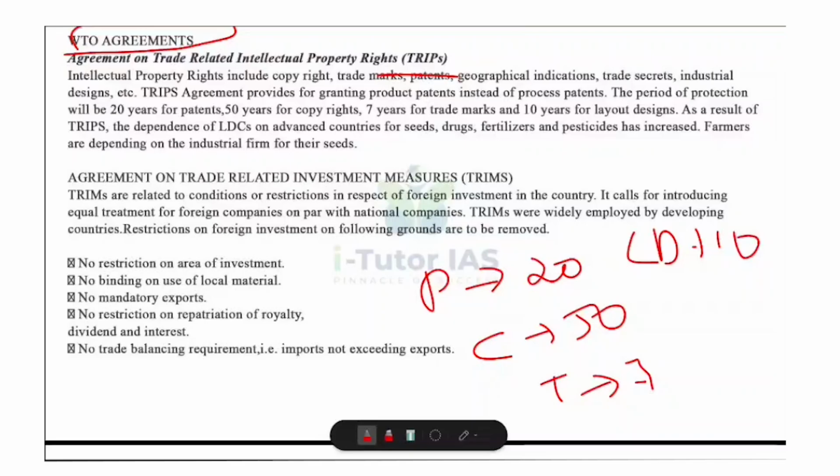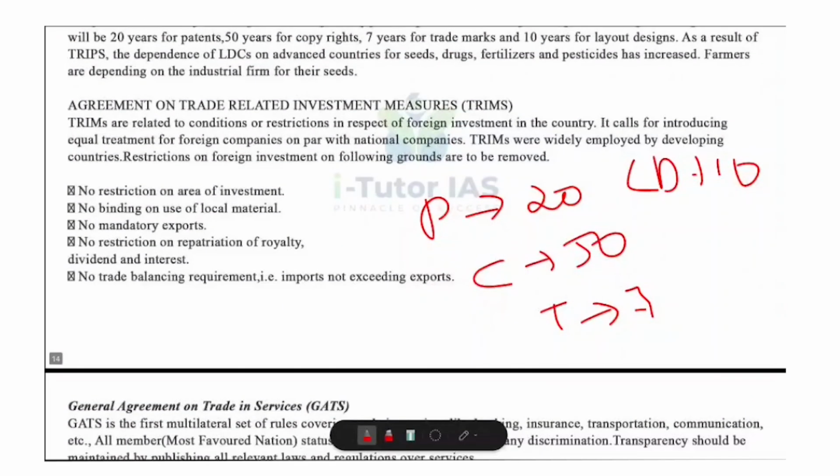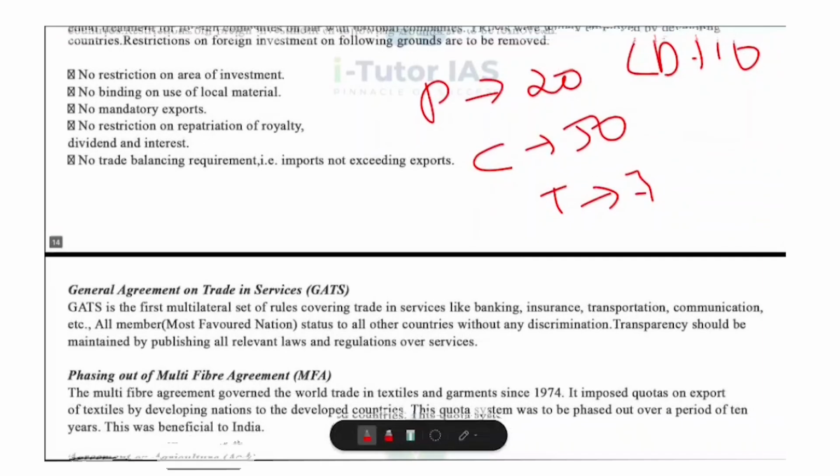LDCs now depend more on advanced countries for seeds, fertilizers, pesticides, and drugs. Farmers and domestic industries may rely heavily on foreign firms for technology and inputs. For example, Indian farmers buying GM seeds from multinational companies instead of using local seeds is a direct result of TRIPS enforcement. Now, WTO agreement TRIMS.